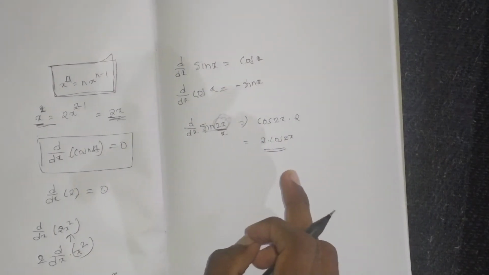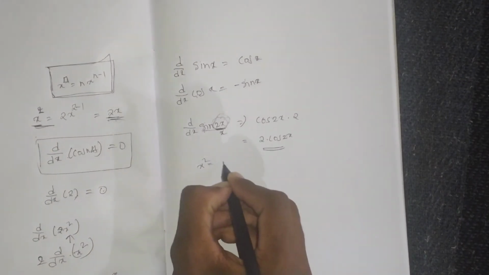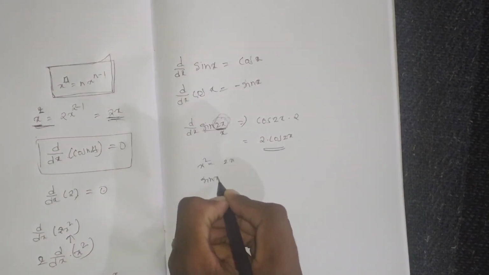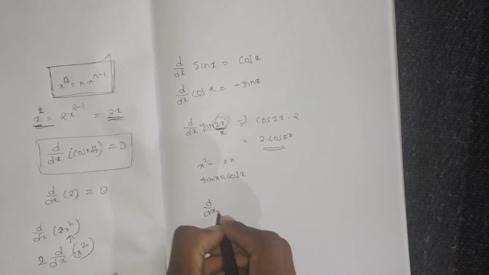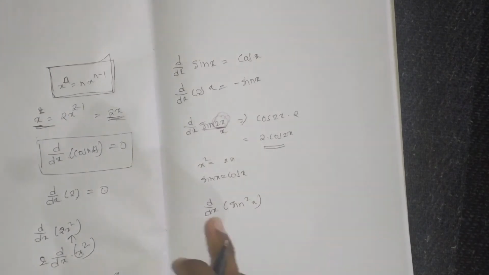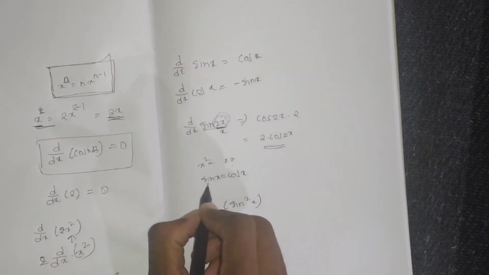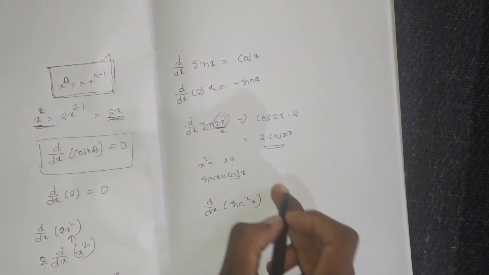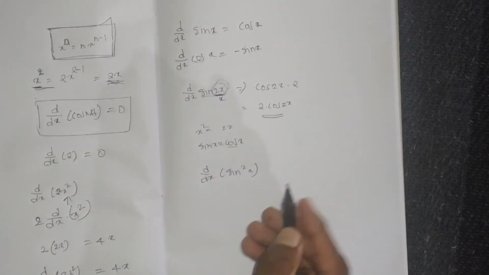Okay. Now I am going to tell you another example. We know that the differentiation of x square is 2x, and the differentiation of sin x is cos x. But my question is, what is the differentiation of d by dx of sin square x? We know the differentiation of x square and of sin x, but what is the differentiation of sin square x? Now I am going to derive that in an easy way.